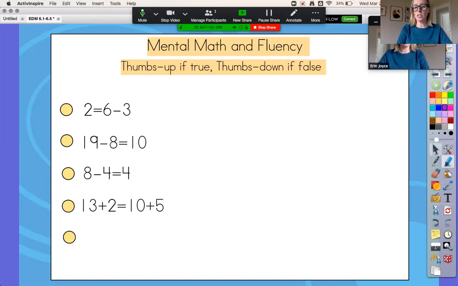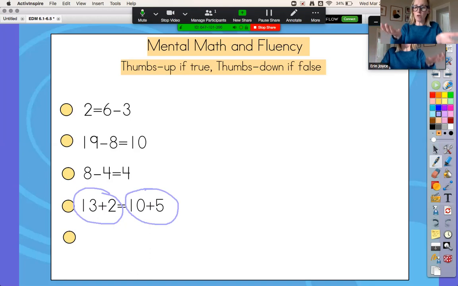So your strategy here is you're going to want to solve this, figure out how much is 13 plus 2, and then hold that in your brain. And then you're going to want to solve this and say, are those two things equal? If I have them both on the scale, will they be the same? I'll give you a minute to try to make your choice, and then we'll talk about it together.